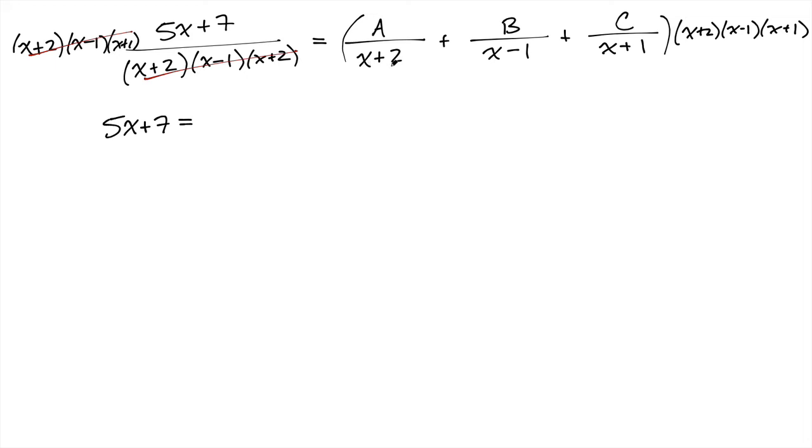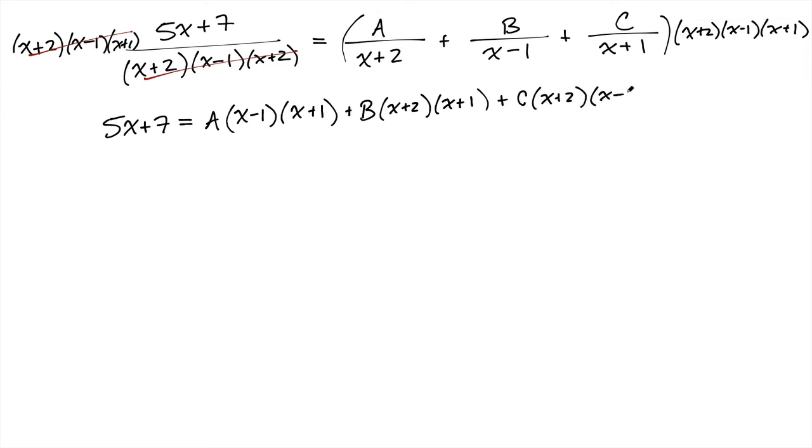So if I take a over x plus 2 and multiply by all of this, you'll notice that the x plus 2 cancels, and we're left with a times the other two factors, so x minus 1 and x plus 1. With b over x minus 1, the same type of thing happens. The factor of x minus 1 will cancel, and we're left with these other two factors, so x plus 2 times x plus 1. And finally, for the third fraction, the x plus 1 will cancel, and we're left with the x plus 2 and the x minus 1.